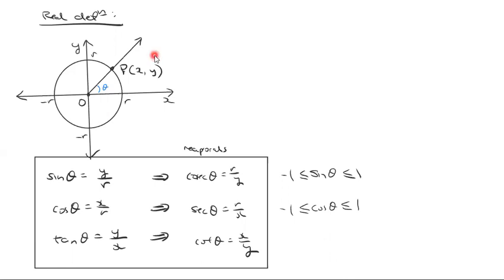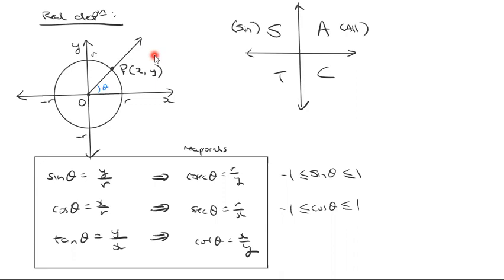Okay. And there is a mnemonic that you've already quoted, which is all stations to central. Some people use add sugar to coffee, or all stations to Chatswood. Doesn't really matter. And as you know, this represents all of them being positive. This represents sine being positive, and obviously its reciprocal as well. This represents tan, and therefore its reciprocal being positive. And this represents cosine being positive, and so on.